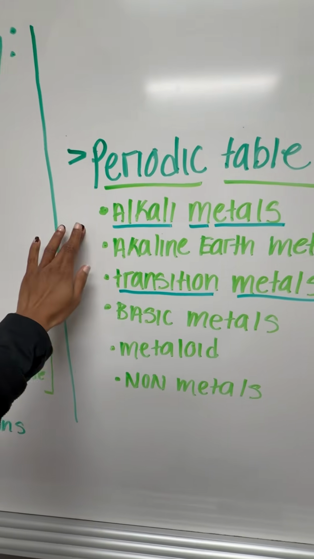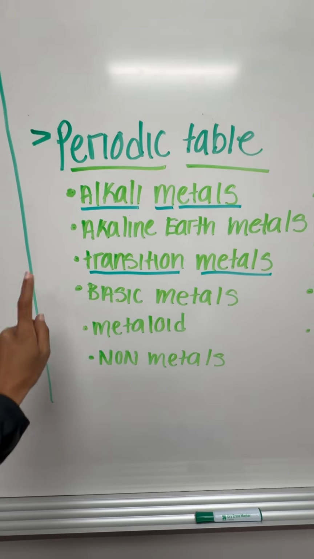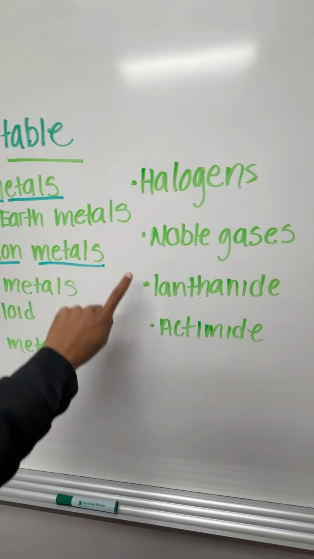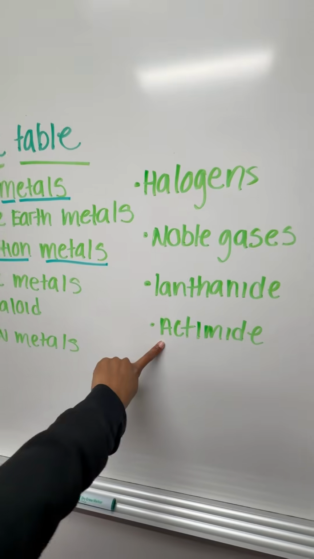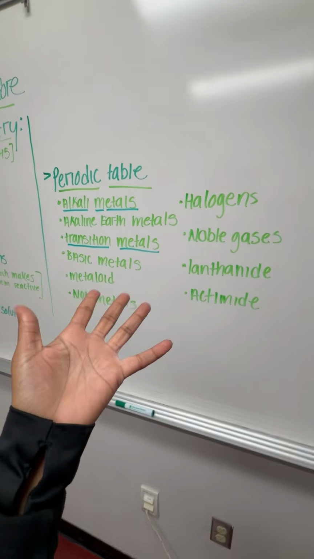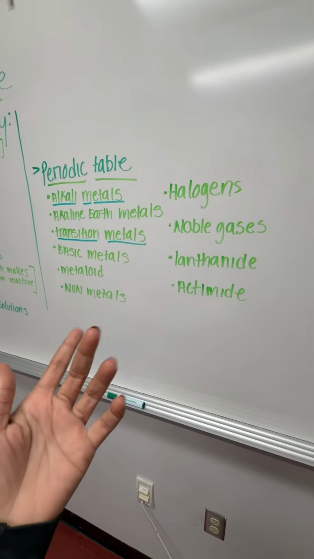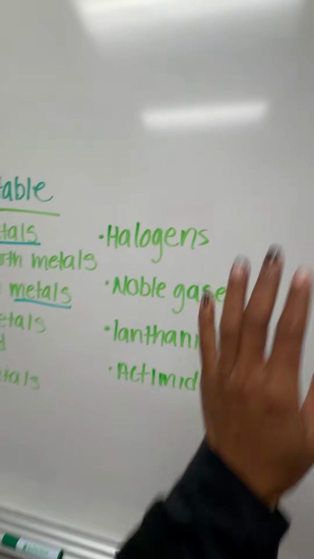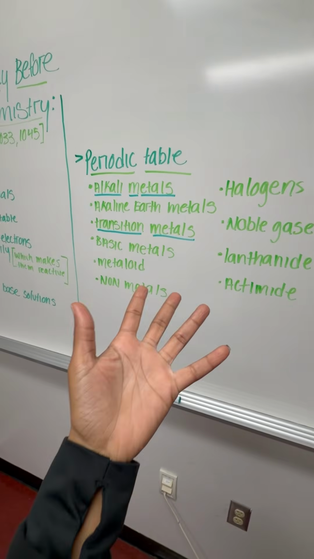So we have our alkali metals, our alkaline metals, our transitional metals, our basic metals, our metalloids, our non-metals, our halogens, our noble gases, our lanthanides, and then our actinides. I'm just reiterating them back to you because repetition is key. As I'm saying them, I'm hoping that you are either writing them down or making yourself a whiteboard fanatic, writing them down, erasing it, and testing yourselves again.